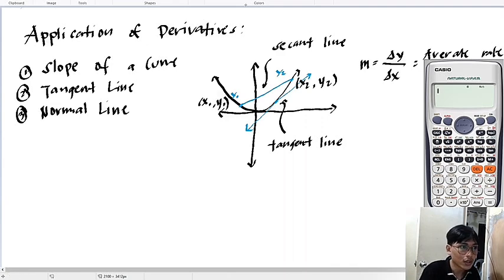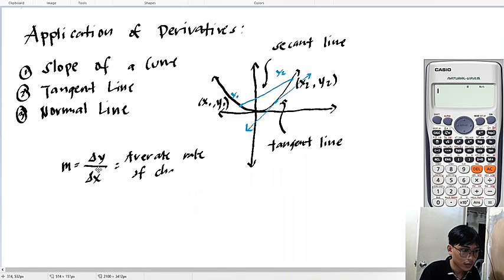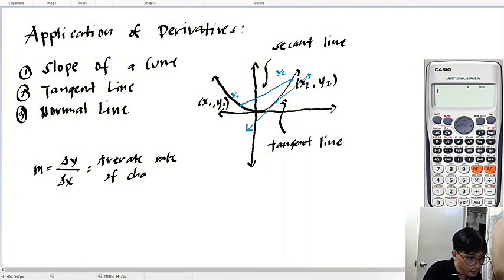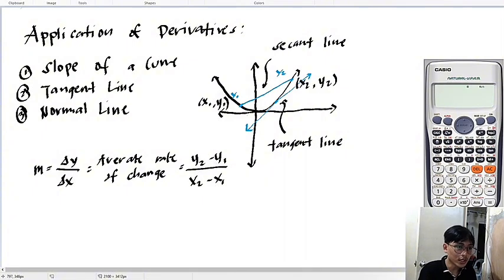Average rate of change is just equal to y sub 2 minus y sub 1 over x sub 2 minus x sub 1. So you get the slope from two distinct points. But that is not the first derivative of your function.